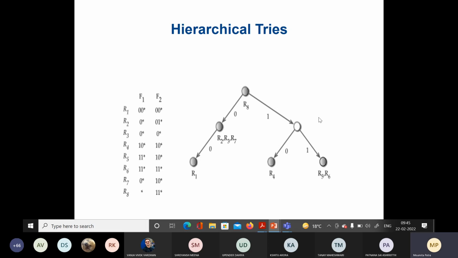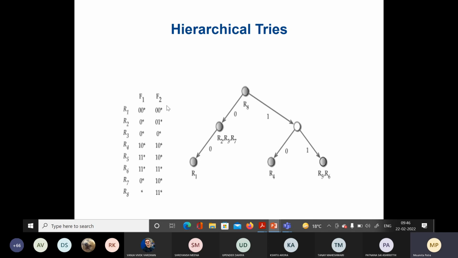Now similarly, when you go to the right child, we have to check again. Let us start with prefixes which start with 1. R4 has F1 value 10 star. So this is 1, this is 0, and this is R4 here for 10 star. R5 and R6 represent 11 star. So 11 star, R5 and R6. So essentially all of the rules mentioned in this particular table have been put here, specific to this field F1 only. We have not talked about field F2 as yet.